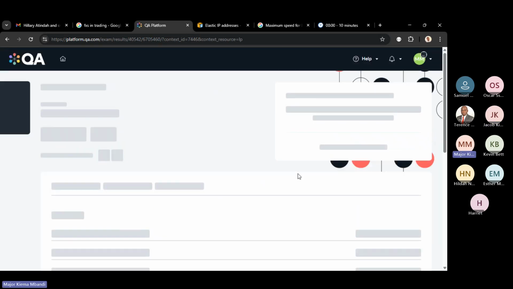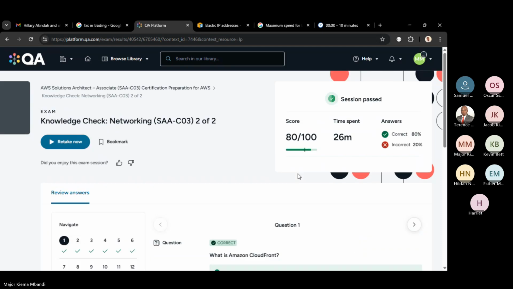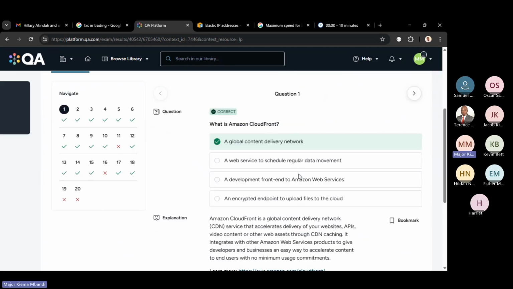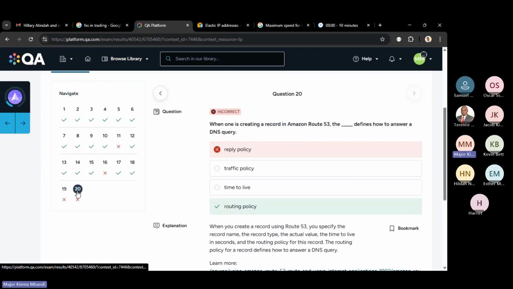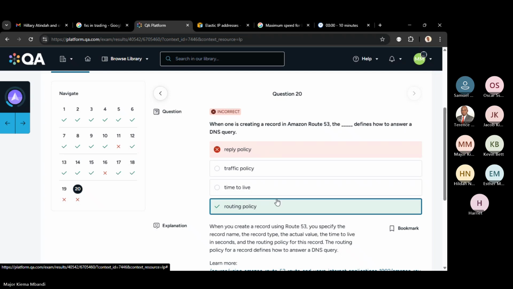This one was a tricky one. Reply policy. Okay, it is not even reply or traffic, it's routing policy. The last one. Wow. So let's just go in order.